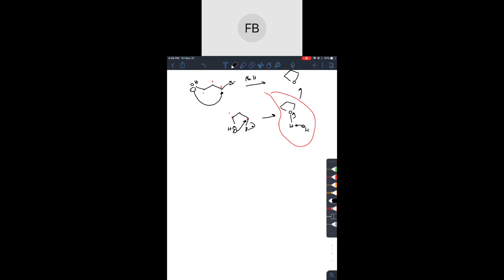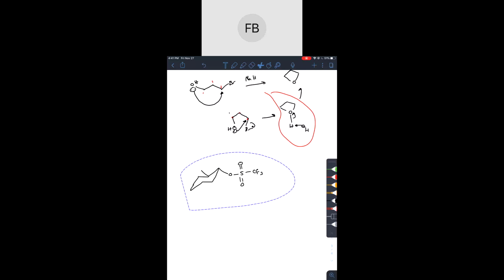Next, he has this one. It's a chair conformation, and we talked about how OTs works, right? Well, I guess in this case it really isn't OTs, it's more the other one. We don't have an acronym for it, I think, but it's the one that's OS and then has CF3 at the end. It's a very, very good leaving group.